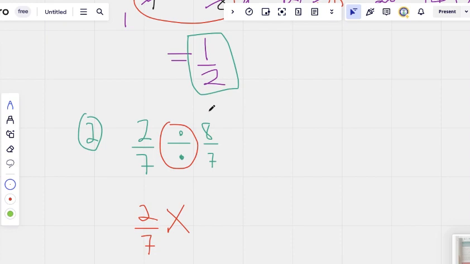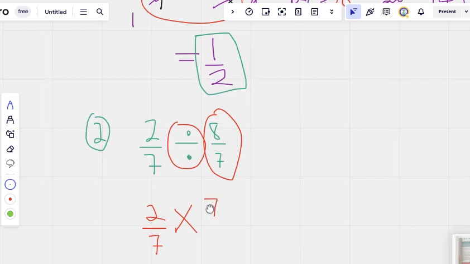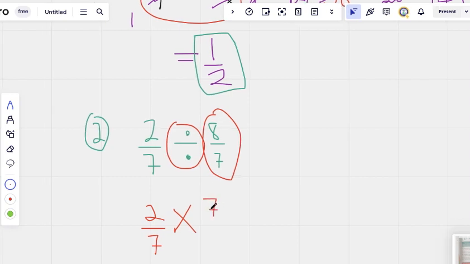It comes with a rule. You have to flip this one. The top will come down, the bottom will go up. You flip, this becomes 7/8. In changing this, this is the only thing you need to know in division. Because it becomes like multiplication.